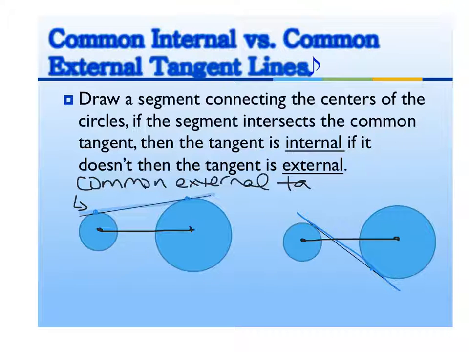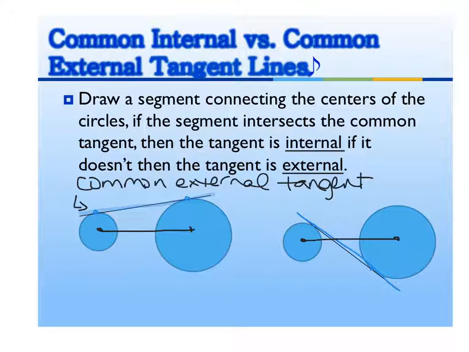In a question on the test, they'll already give you the tangent line, but not the connecting line. So this is a common external tangent because it does not intersect that segment that connected the circles.